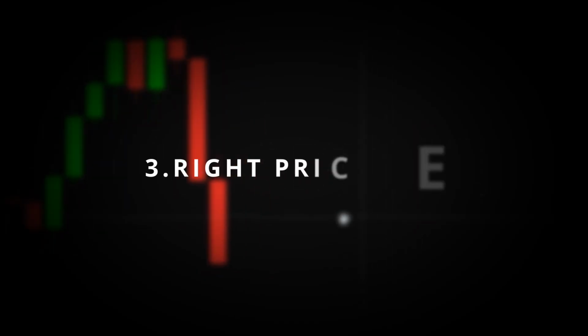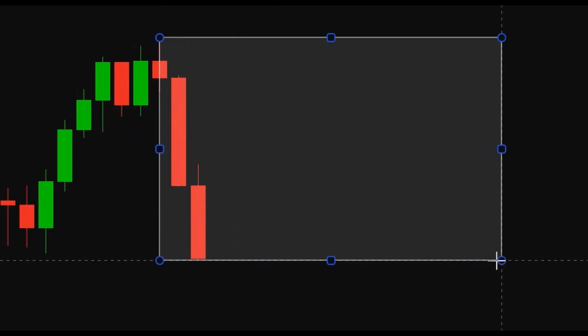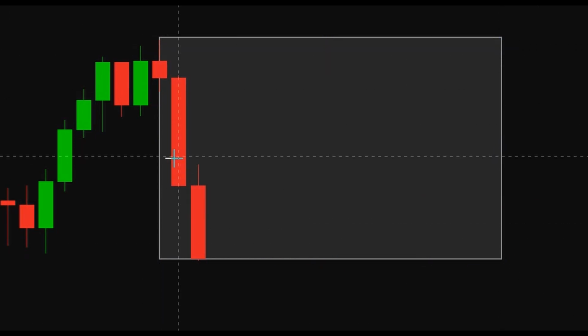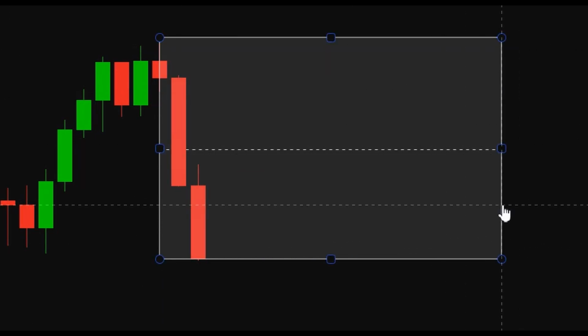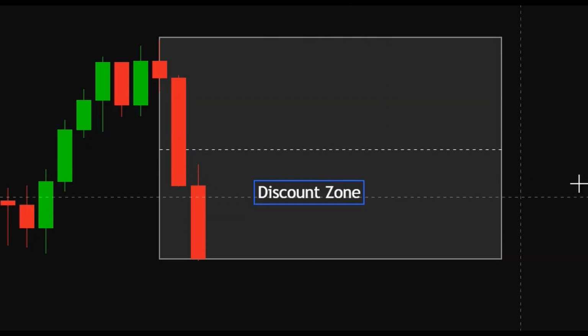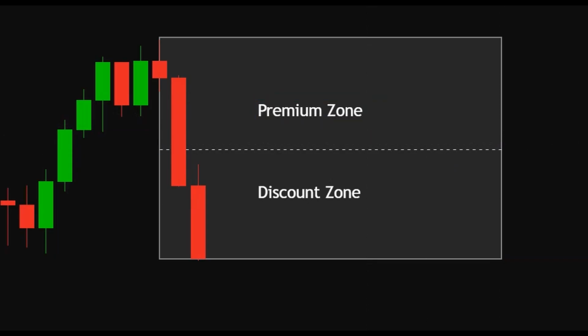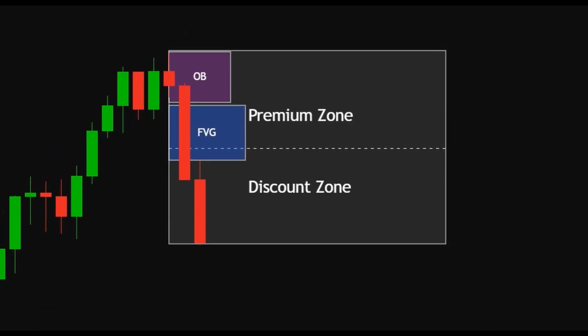The third golden criterion: it must be in the right price area. Imagine you're shopping. You want to buy at a cheap price and sell at an expensive price. The market is the same. For a buy trade, your OB-FVG must be in the discount zone, meaning below the 50% level of the recent price wave. For a sell trade, your OB-FVG must be in the premium zone, meaning above the 50% level of the recent price wave. If an OB-FVG doesn't meet this criterion, you must skip it.